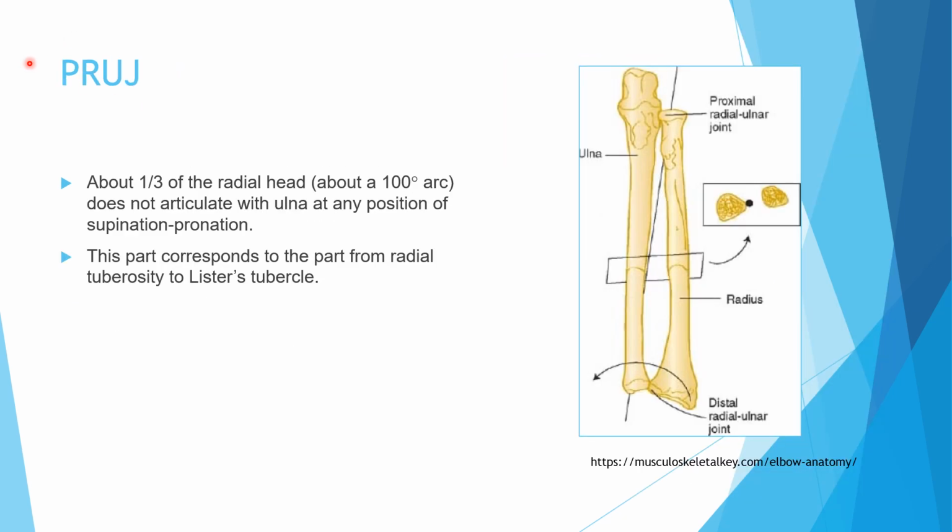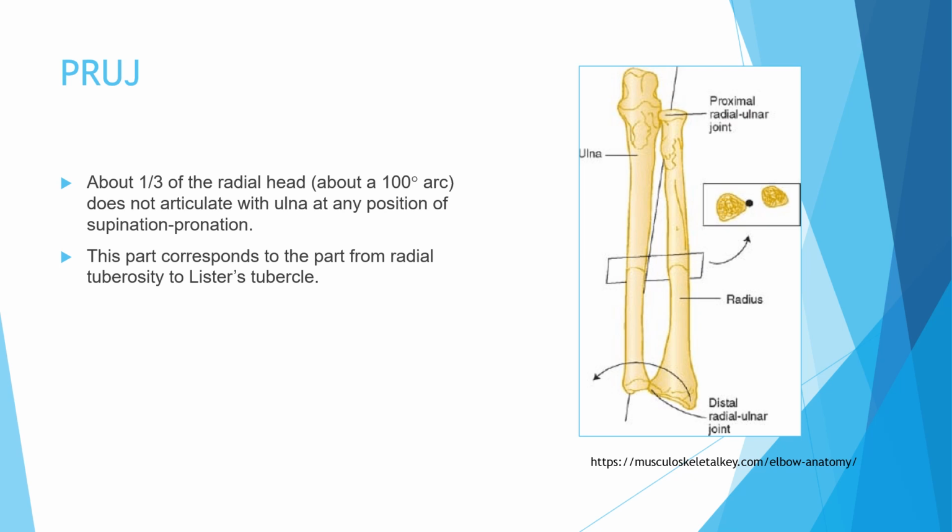So the proximal radioulnar joint: there is a very important anatomic fact when you're doing internal fixation, because that's the area where you should put your internal fixation, since it will never articulate between the radius and the ulna. About 1/3 of the radial head will not articulate with the ulna, whether in supination or pronation. When you supinate and pronate, different parts of the radial head will articulate with the sigmoid notch in the ulna. However, there is about 1/3 of that arc of the radius that will not articulate here in any position.